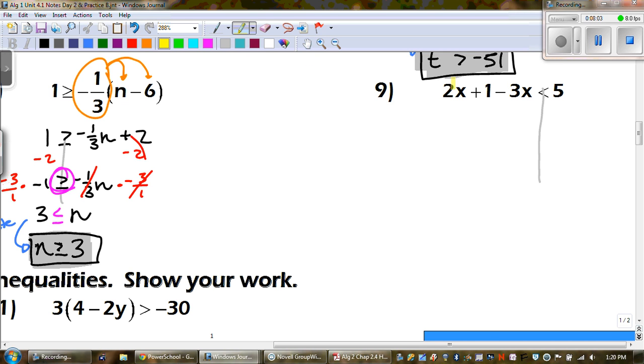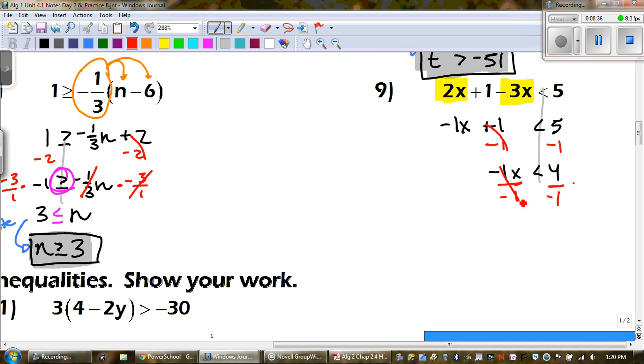Okay, number 9, before we get started, we have to combine like terms. And you have to be very careful because 2 minus 3 is -1. Okay? And now when you solve, you subtract 1 from both sides. You get -1x is less than 4. And the x is not by itself, guys. You have to divide by -1. So divide by -1, divide by -1.